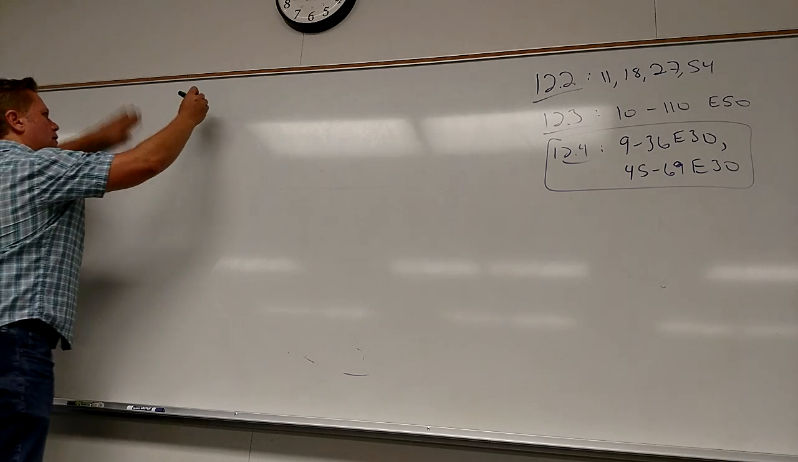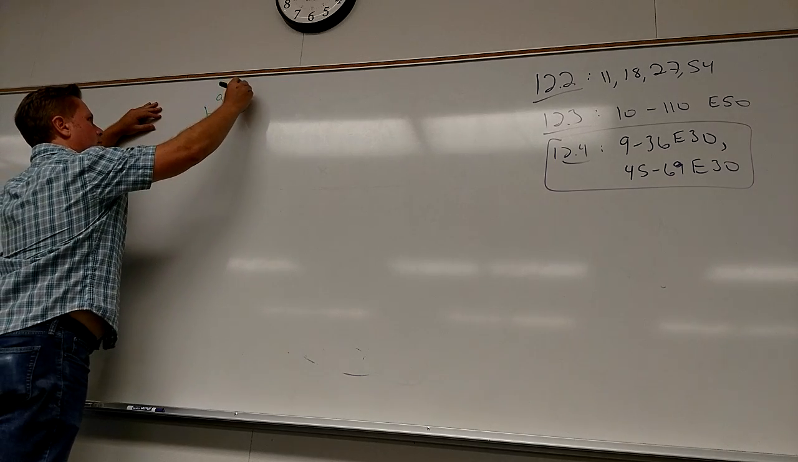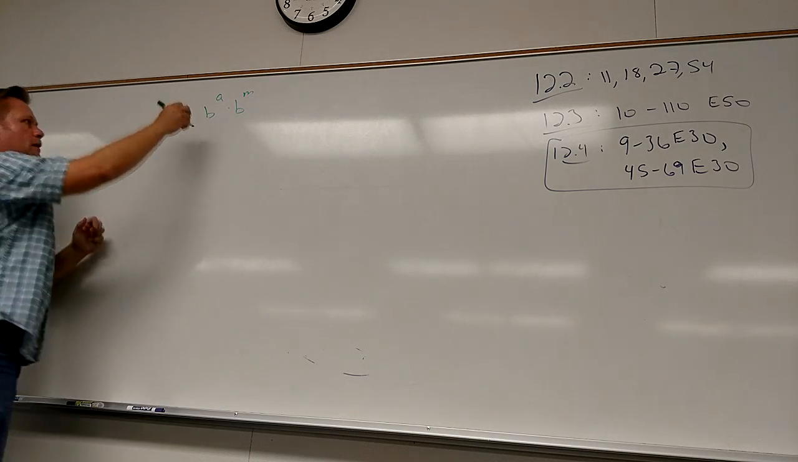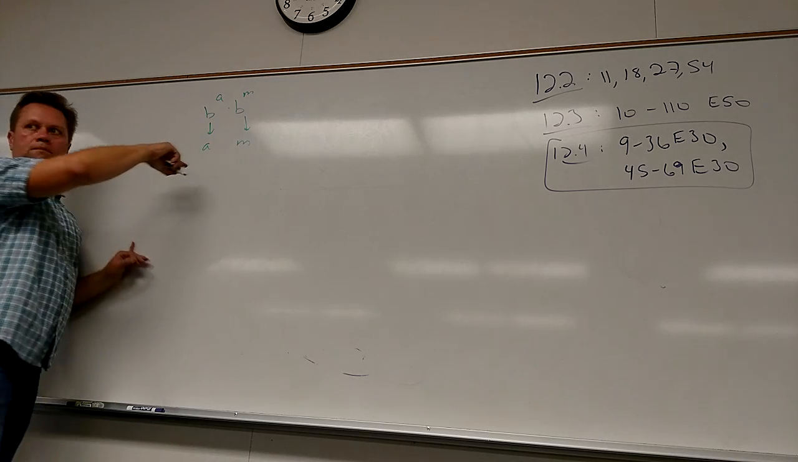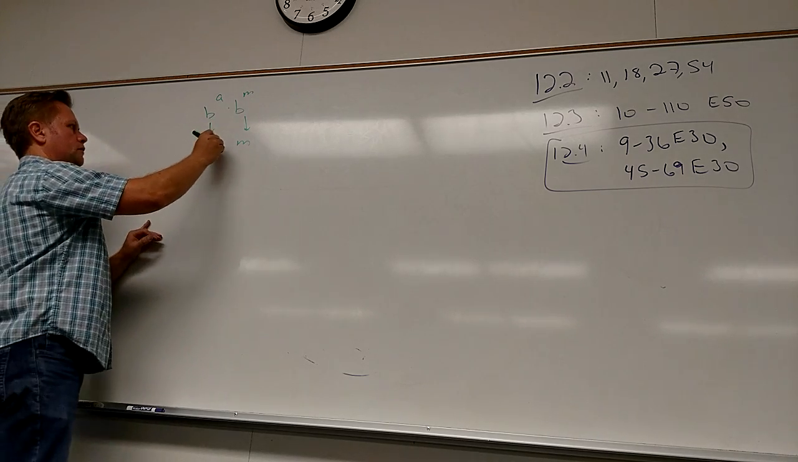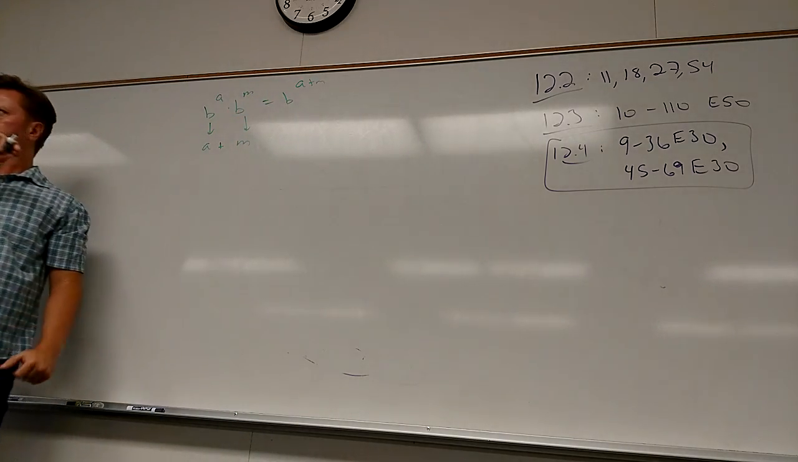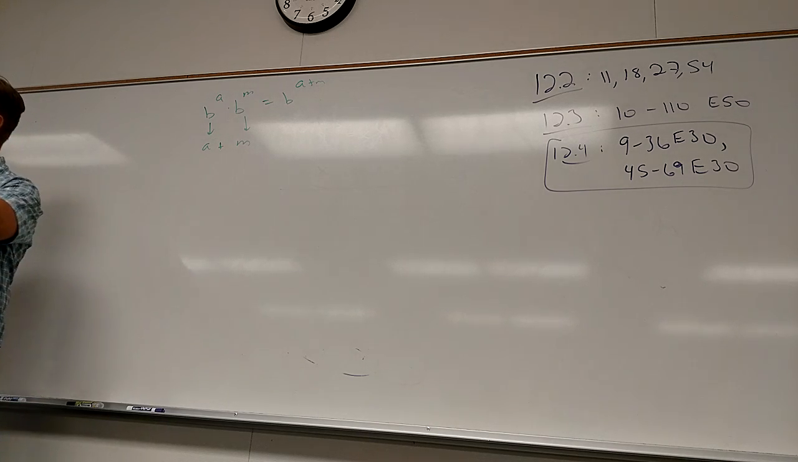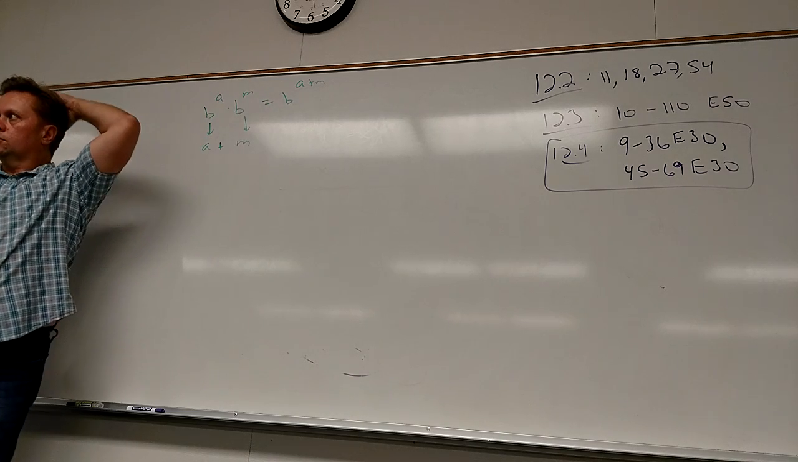Namely, if I had b to the a times b to the m, what do you do with the powers in that case? If I just look at a and m, what am I going to do with them? Add them. So this will become b to the a plus m, right? Are you guys okay with that? Doesn't matter what number I plug up there. What am I always going to do? I'm going to add them together.